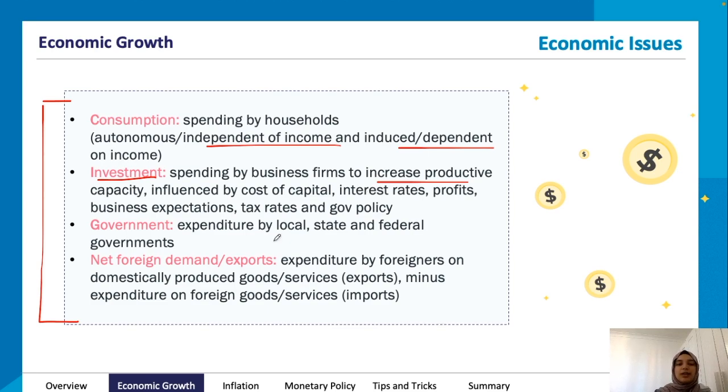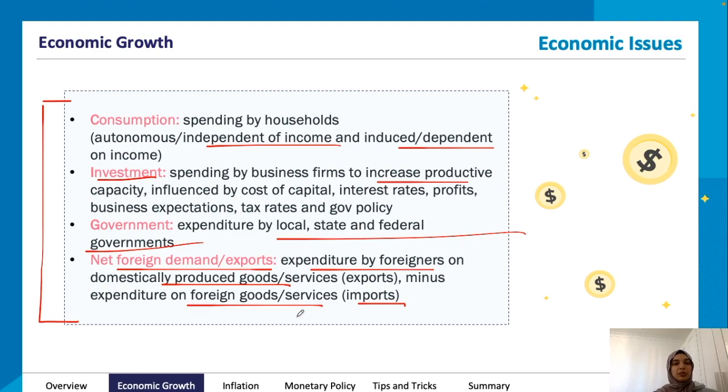Government, so expenditure by either the local, state, or federal government, is known as the government area of aggregate demand. So that's the example of, for example, the Dine and Discover vouchers, which was introduced by the state government, I believe. Net foreign demand, so exports, looking at expenditure by foreigners on domestically produced goods and services, which is exports, minus expenditure on foreign goods and services, which is imports. Right? So if we have more exports than imports, it means we are actually making more money as an economy than we are sort of giving away or like buying things. So that is where we can sort of determine that.